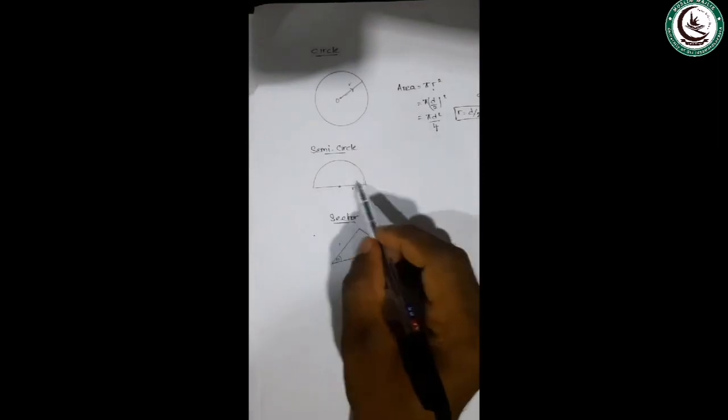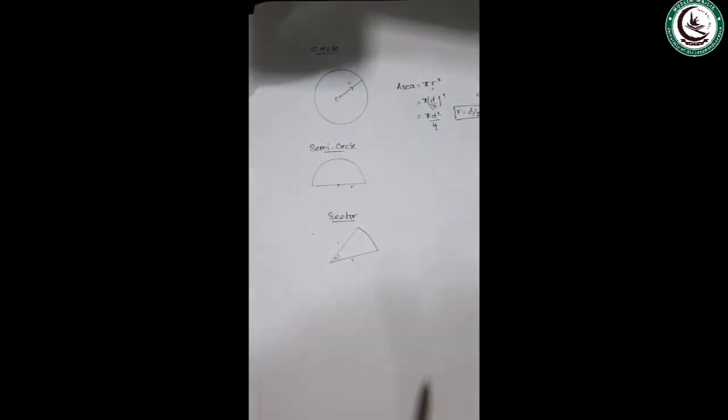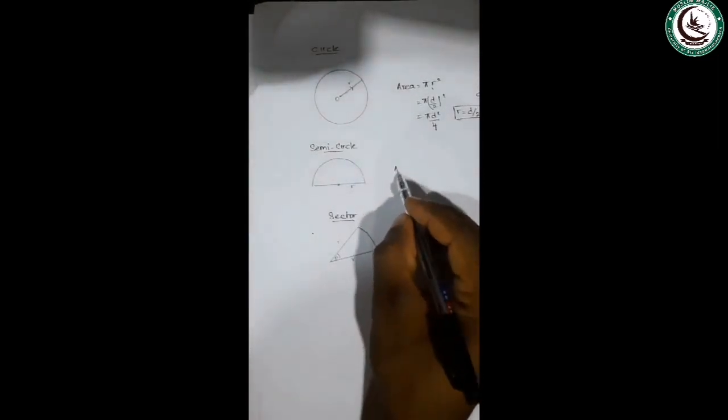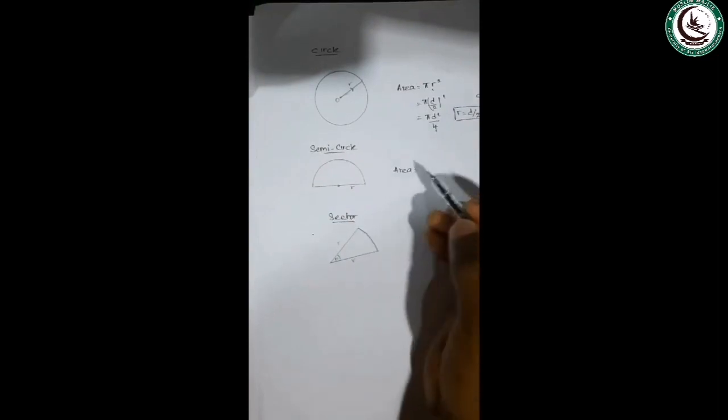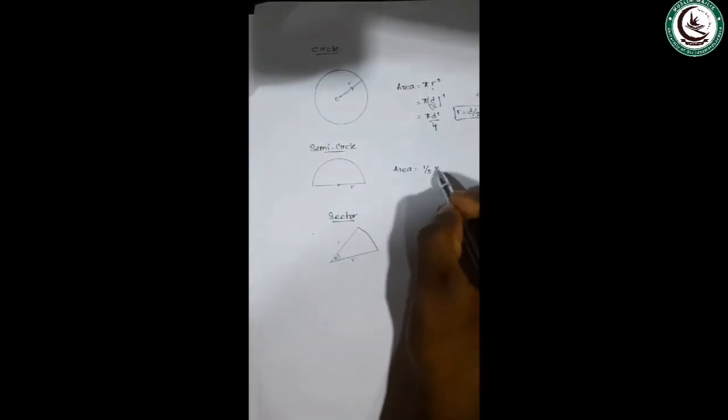Next, the area of the semicircle. Semicircle is half the area of circle. So that would be half into pi r squared.